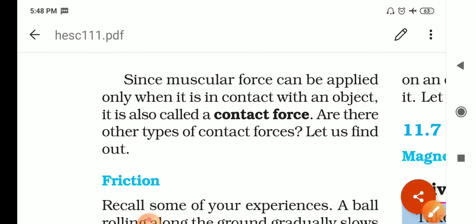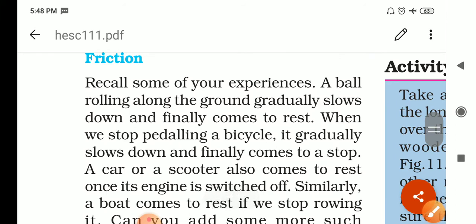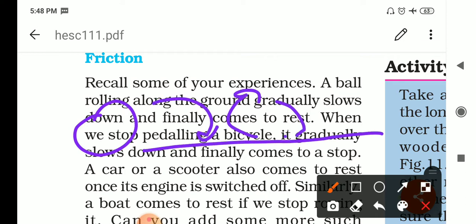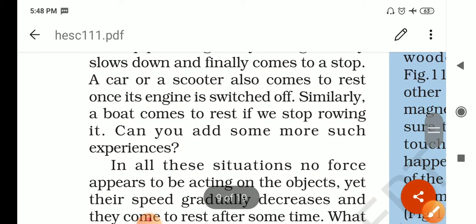Okay, now the second type of contact force is friction. Now we will discuss friction. For example, a ball is rolling on the ground. This ball is rolling on the ground and slows down, and finally it stops on its own. A bicycle eventually comes to rest when you stop pedalling. We find it difficult to push a heavy box across the floor. These are all examples where friction works, right?